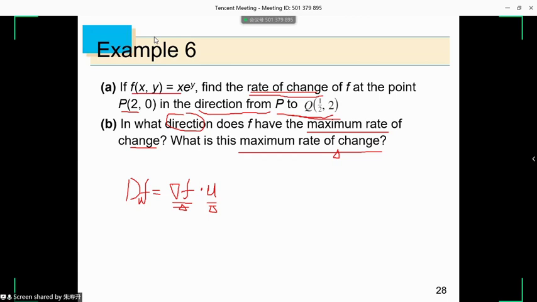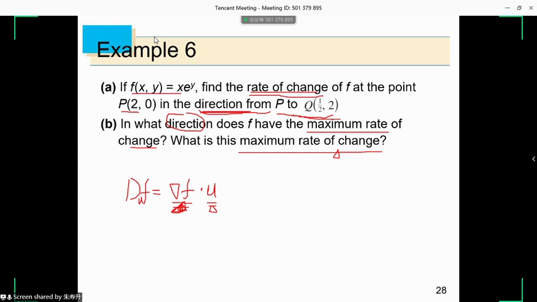Sir, what is the unit vector here? For the unit vector, you see here it tells you the direction. We have the direction, and then we just need to find a unit vector of this direction. So first you find the gradient of f. Tell me. e raised to power y, and x times e raised to power y. Yes, that's right. Then you get the direction.